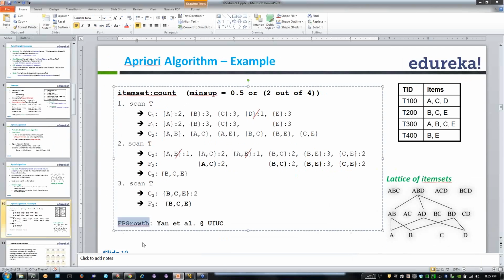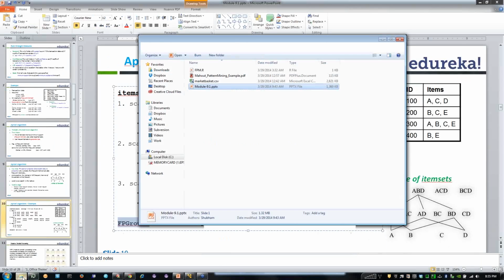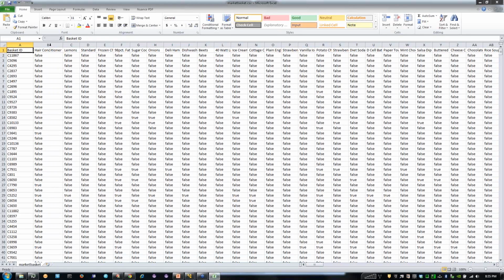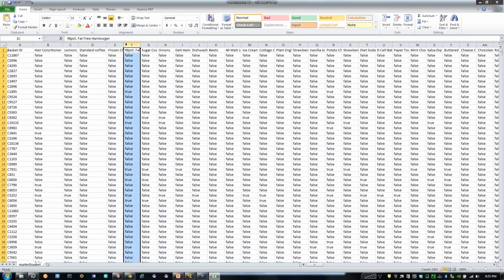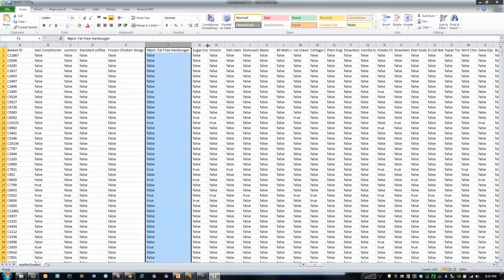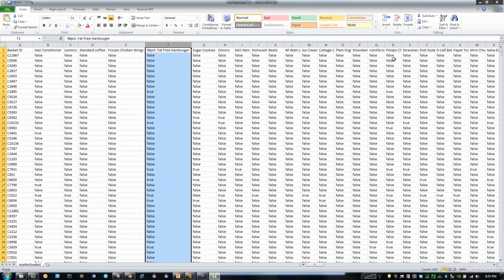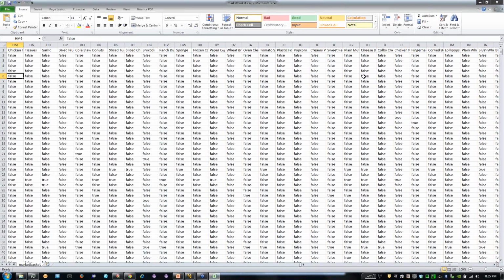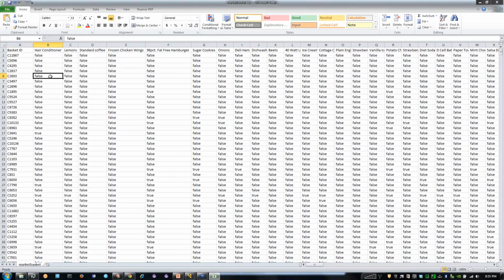Obviously in order to do that, we need to have a data set. Let's look at this particular data set. Here I have the first column as a basket ID, something like a transaction ID. And I have a bunch of items: air conditioner, lemons, standard coffee, frozen chicken wings, 98% fat-free hamburger, sugar cookies, onions, ham, and many more. These are all the different items. And there is a false, which means this transaction did not have this item. And for example, this is a true.